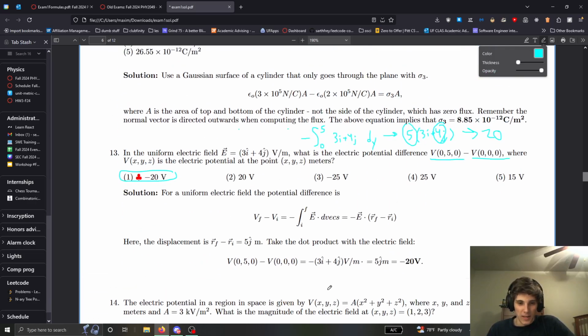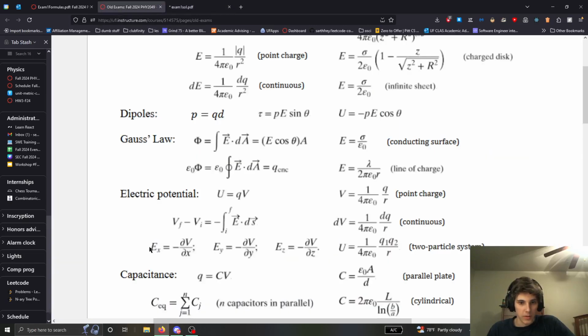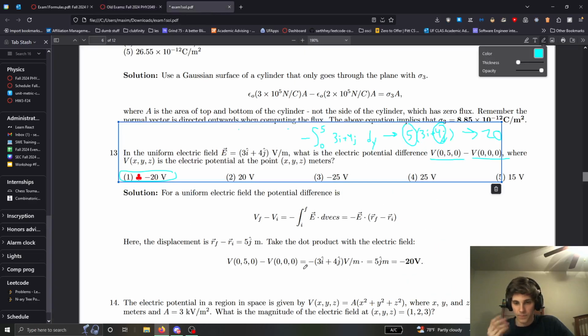Okay. This one uses these three equations here, where essentially electric field is the derivative of the voltage.